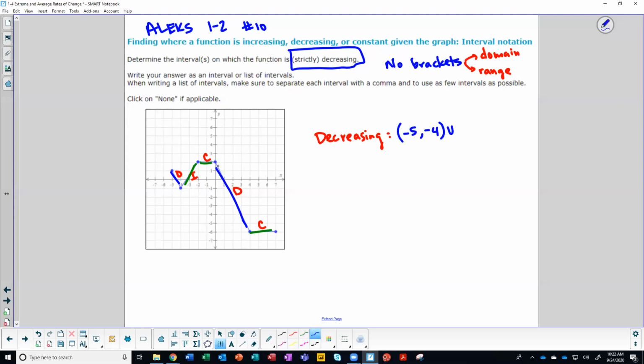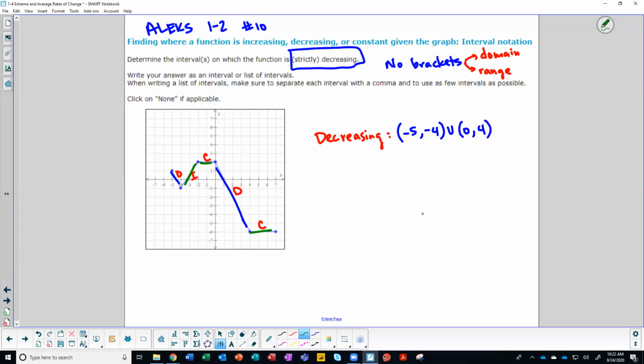So from this piece, don't tell me the value's 2. We're not looking at the y-axis. What's the x value right here? 0. So we go from 0 down to this point, which is at what x value? 4. And that would be your answer there.